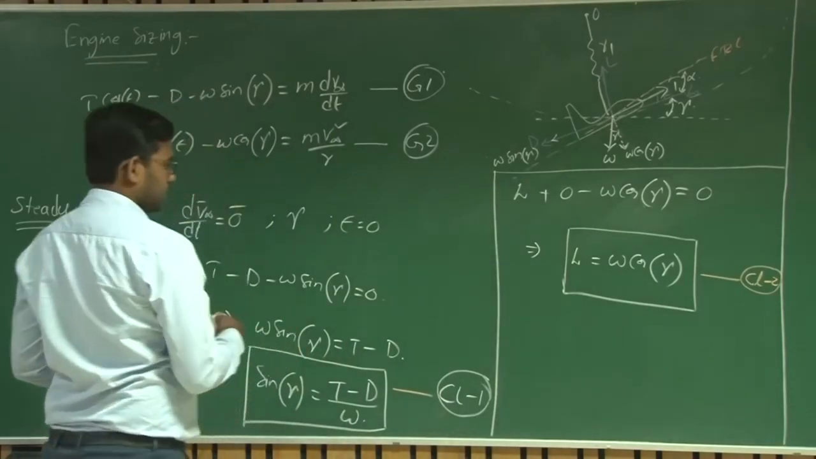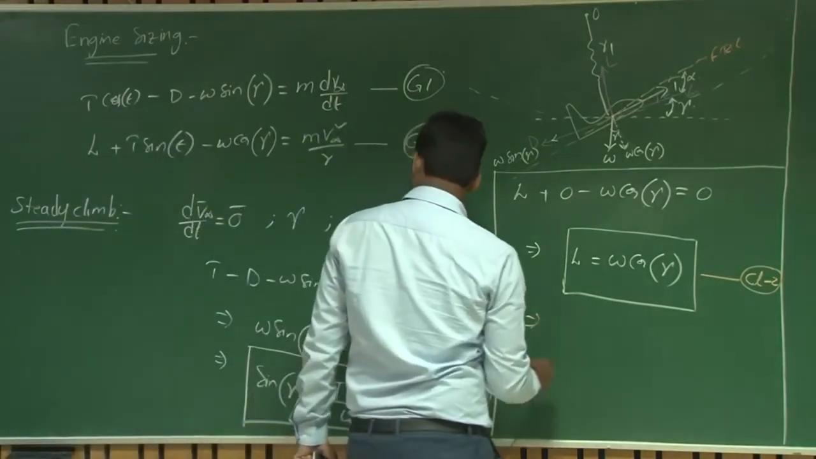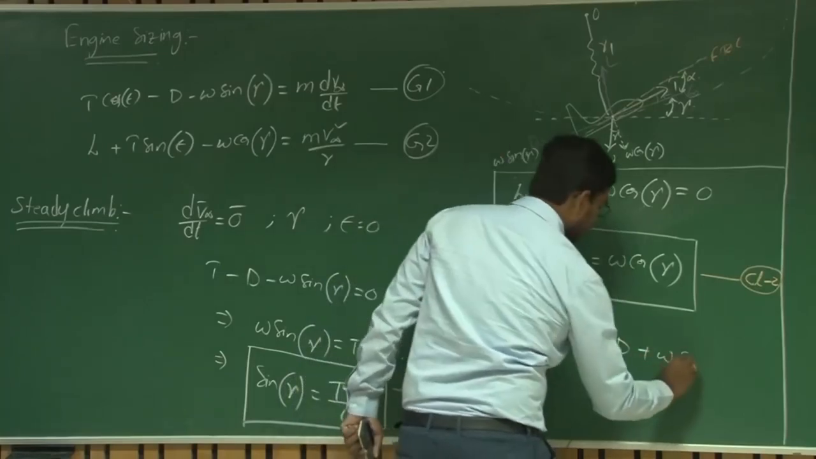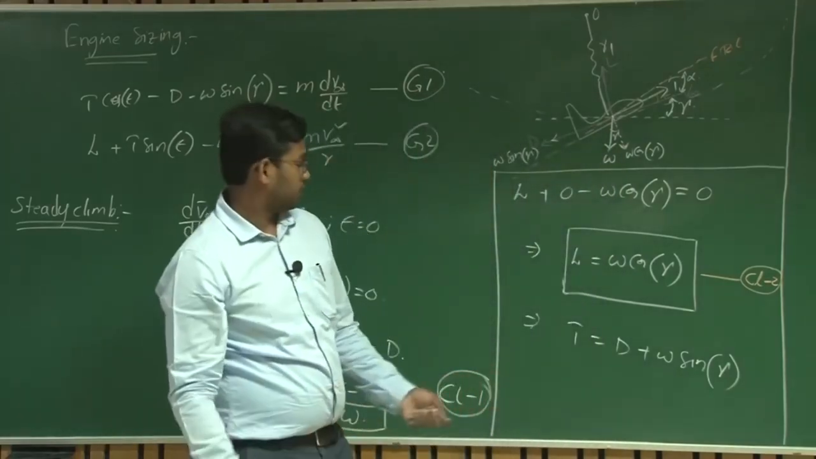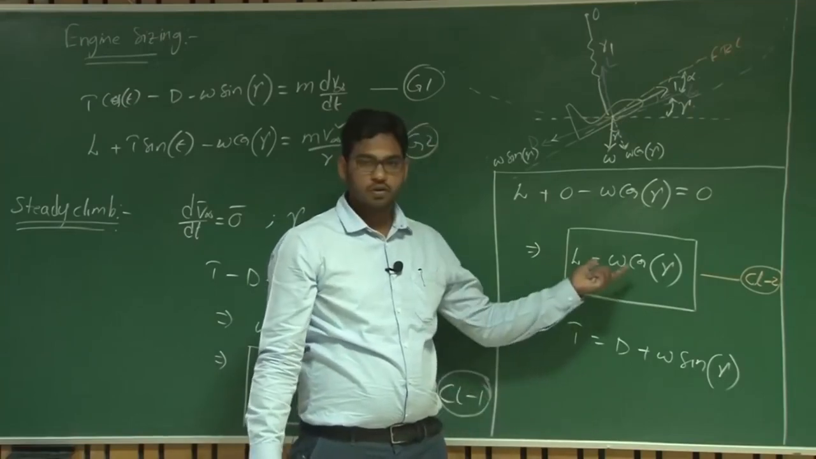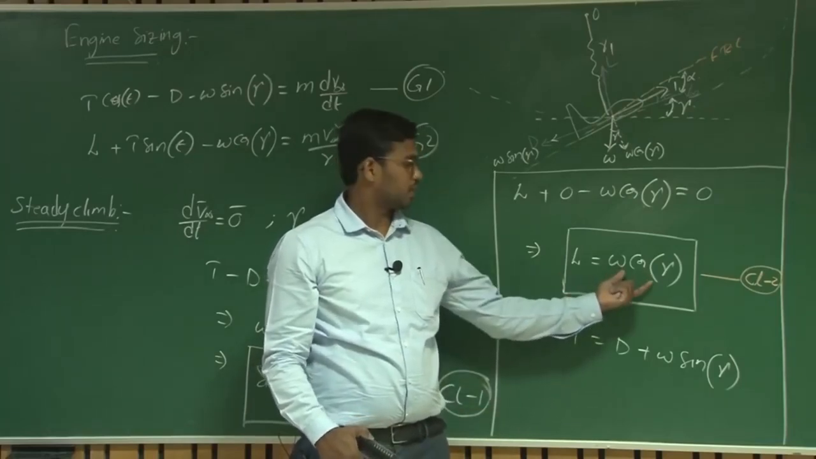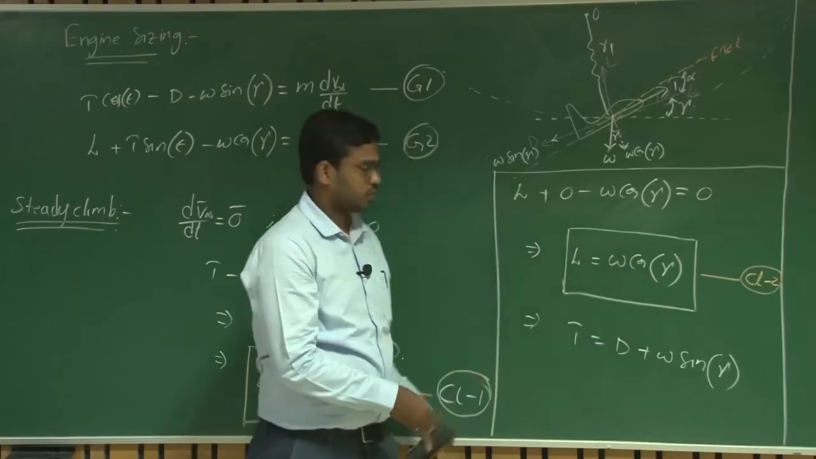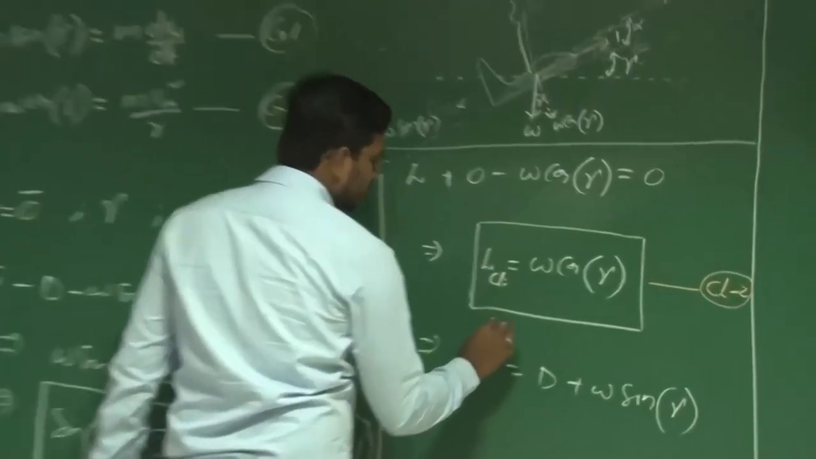So what do you observe from here? I can rewrite this equation, right? T is equal to D plus W sin gamma, right? In case of cruise, we have T is equal to D and L is equal to W. So the lift requirement during climb is less than the lift requirement during cruise, right? Because this is CL for climb. What is CL for cruise?